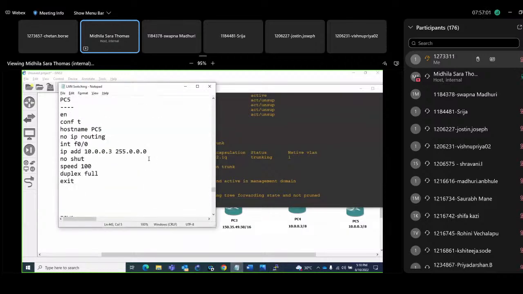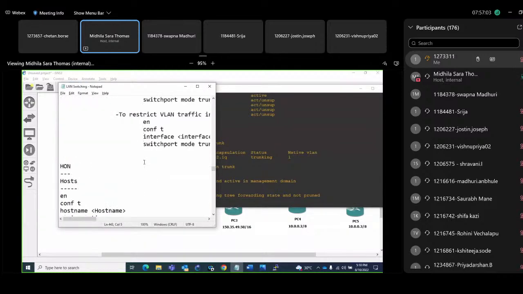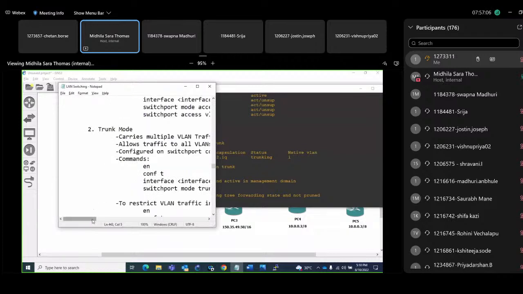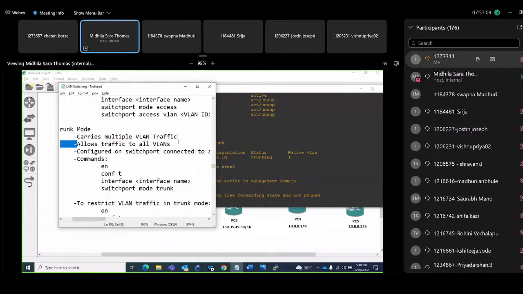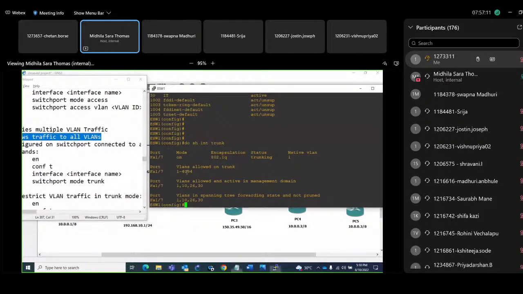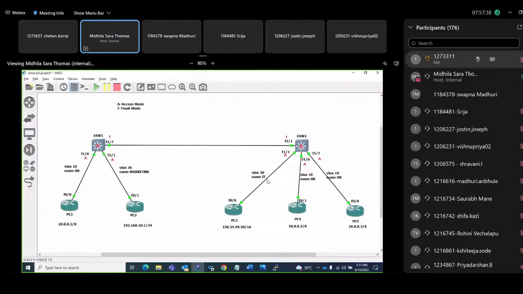Now let me go to our definition of trunk. You remember, now let me compare. It allows traffic to all VLANs. You just check VLANs allowed. All VLANs are allowed, right? Now, which VLANs have we configured? Again, they are just highlighting it. VLAN 1 is there by default, but which VLANs you have configured? 10, 26, and 30. They are highlighting all VLANs are allowed, but you have configured these three.